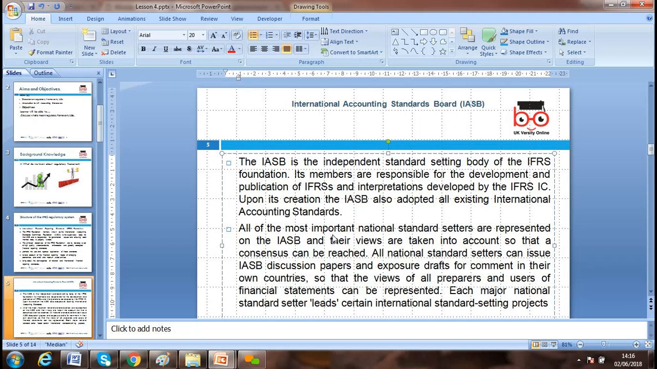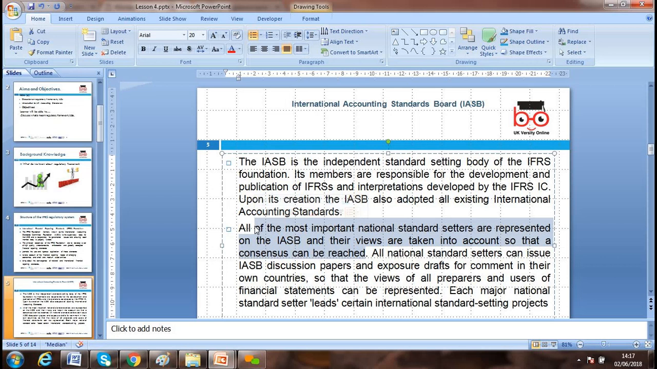Okay, all of the most important national standard setters are represented on the IASB, which means, for example, the UK standard setter, and their views are taken into account so that consensus can be reached. Whenever new standards are developed, the UK Accounting Standards Board, South Korea's Accounting Standards Board, they all come together, sit together, discuss the thing, and then they make the national as well as international accounting standards. Does it make sense?